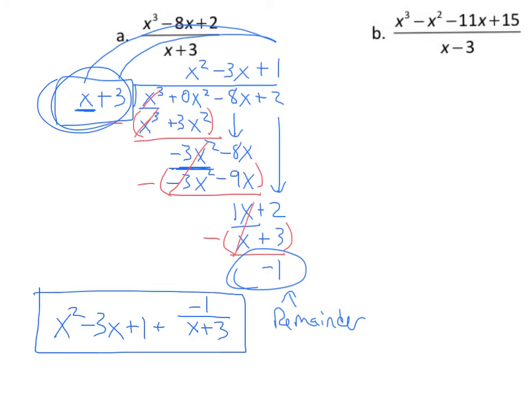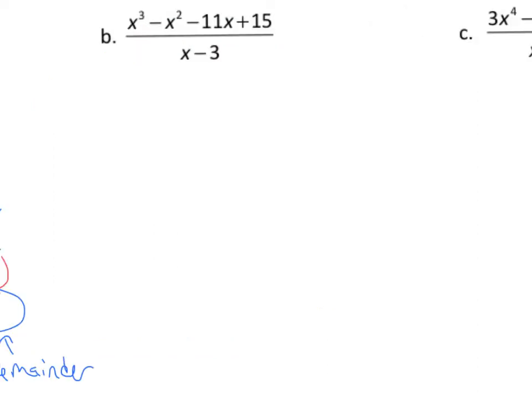Okay, this next example is going to be pretty similar. If you think you got the hang of it, feel free to try it on your own and then just check and see if you got it. But same idea. We put the bottom in the front and the top inside the division symbol. And this time I don't need to worry about putting in an extra placeholder because I have an x to the third, I have an x squared, I have an x, and I have a constant. So I have everything that I need.